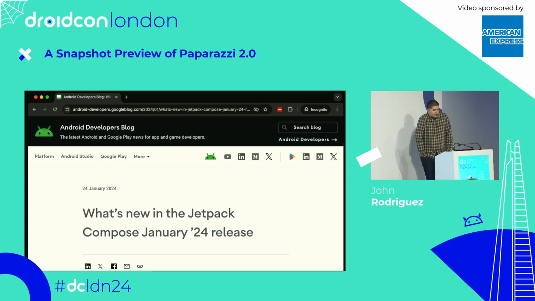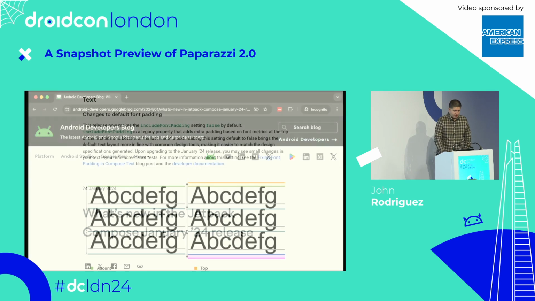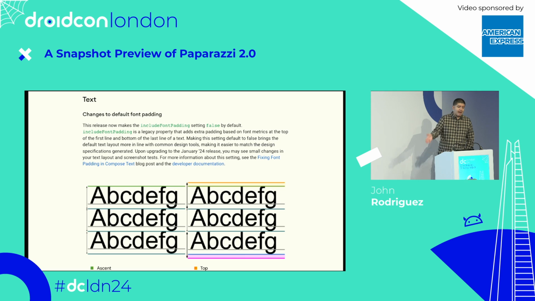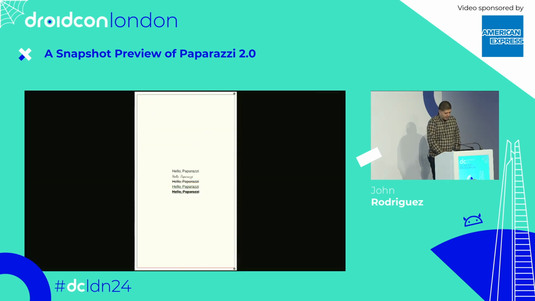A shining moment for me, having worked on Paparazzi for a while, was when the Jetpack Compose 1.6 release came out. Renovate bumped the dependencies for us. We didn't really think much about it, and so why would I be proud is, after the fact, we thought we had a bug in our setup. But it turns out that in the 1.6 release, the Android X team changed the default value of font padding. I forget which direction, if it went from true to false, false to true, but there was a change, and our tests caught that.